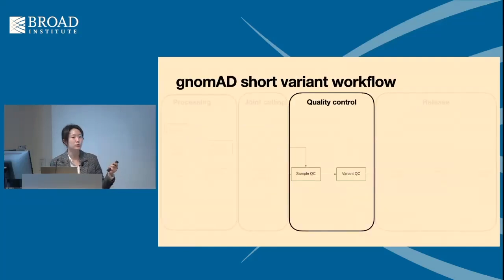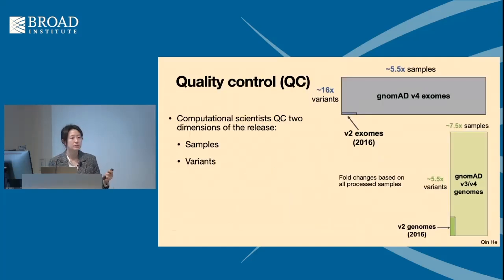Speaking of quality control, that's the next step in the pipeline, and there are two pieces in it: sample and variant quality control. This is done by computational scientists in the production team, and QC is one of two dimensions of the gnomAD release. This plot on the left is just showing the growth from v2 in this little rectangle for the exomes to gnomAD v4. I'm sorry, I keep losing the pointer. And the same thing for the genomes. For quality control, I'll be focusing on the exomes, but I wanted to show both here just to show the scale of the issue.